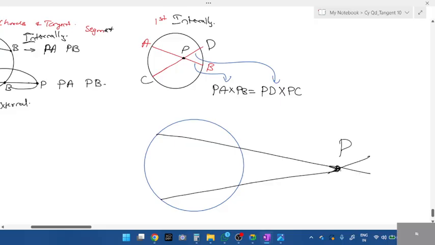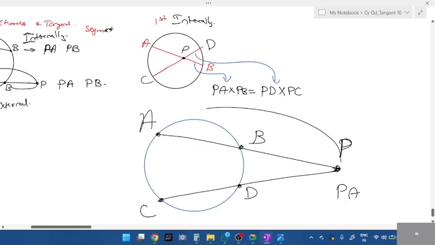The diagram will be like this. If you intersect, in textbook they don't give this. This is the concept. Another point A, B. The point is external now. P is external. C, D. But the formula is same. Look at the first chord. Whatever value you get, PA into PB is equals to PC into PD.